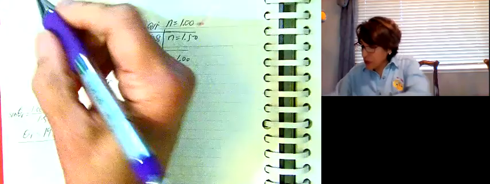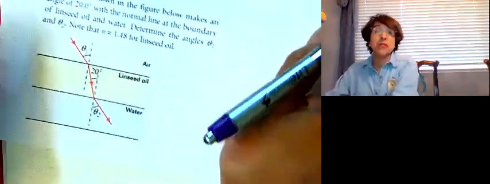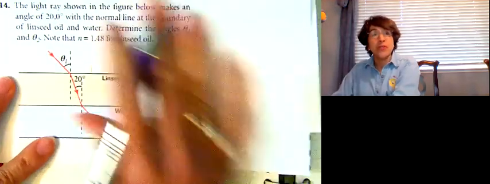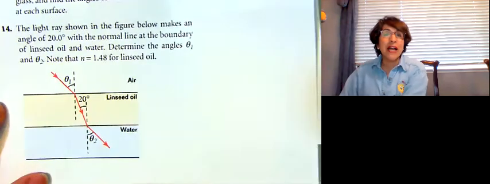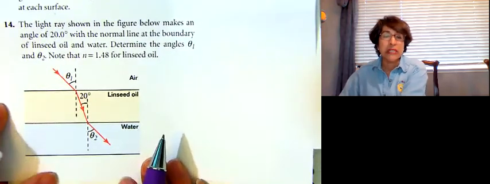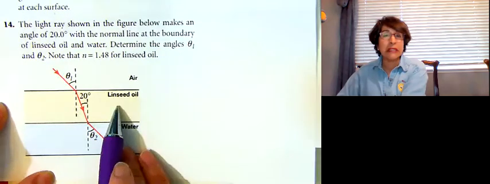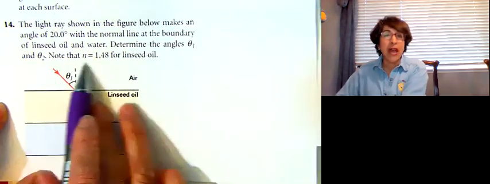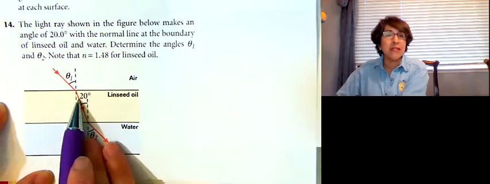All right, so that was number 13. And the last problem is very similar to the one we just did. The light ray shown in the figure below makes an angle of 20 degrees with the normal at the boundary of linseed oil and water. This yellow part here is linseed oil. So it starts in air. Here's my light ray going through air, and then it gets refracted.